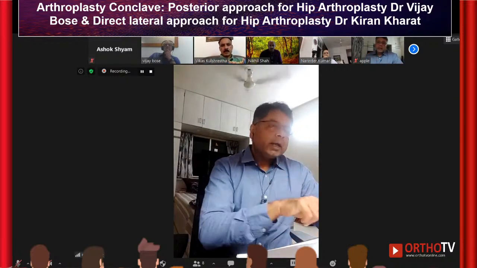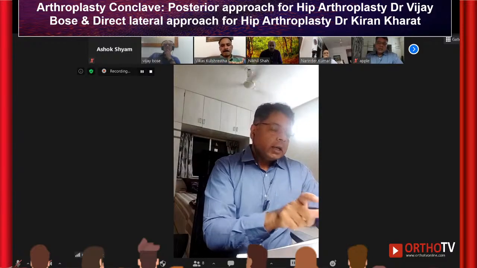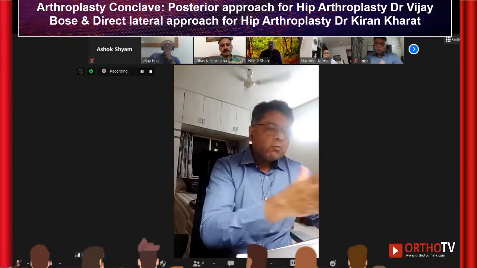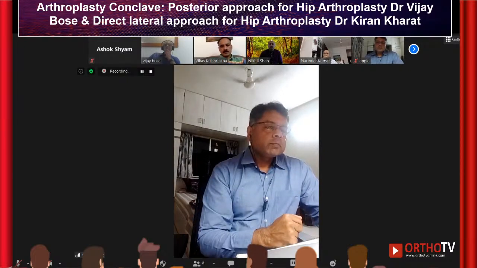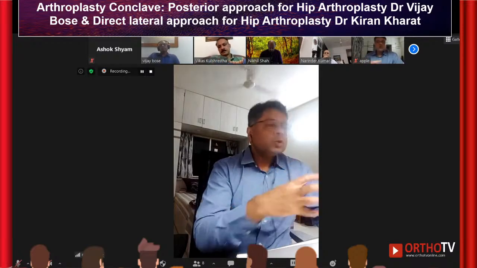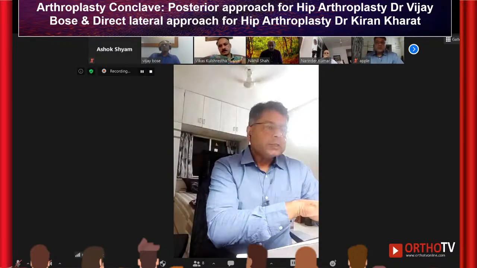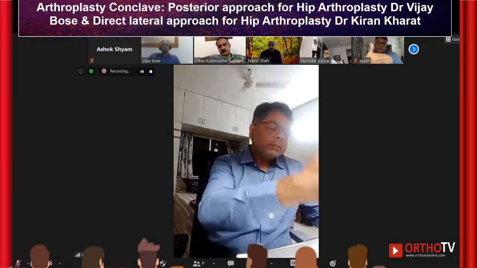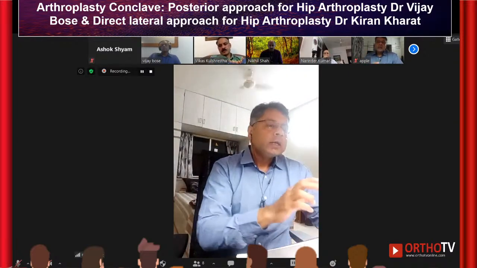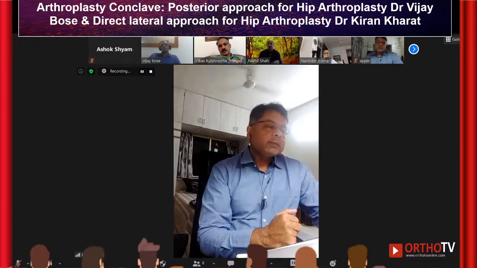So when I do the trial stem and the head, I measure again from the tip of the trochanter, from the tip of the lesser trochanter. It's all very clearly visible. Nothing is hidden. So I think it's a great approach because the acetabulum is beautifully seen and the femur is beautifully seen. The only thing is the draping is very important. That pouch is very important. The sterility is very important. And you have to be aware of these things also.